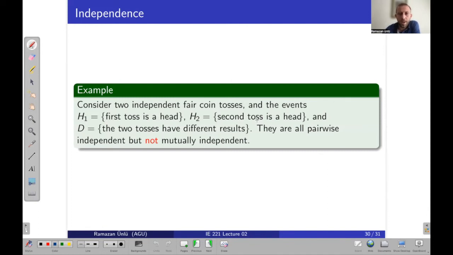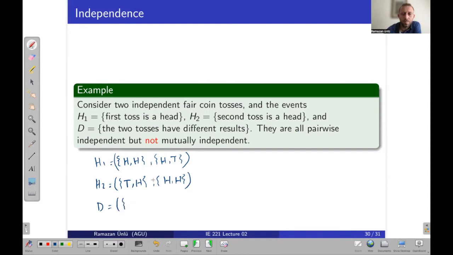Consider two independent fair coin tosses, and the events are: H1, the first toss is head, so it can be head-head and head-tail. H2, the second toss is head, so it can be tail-head and head-head. And D, the two tosses have different results, so it will be head-tail and tail-head.